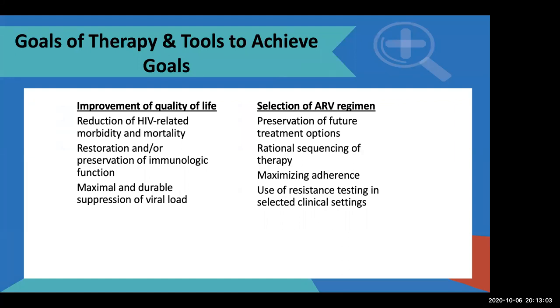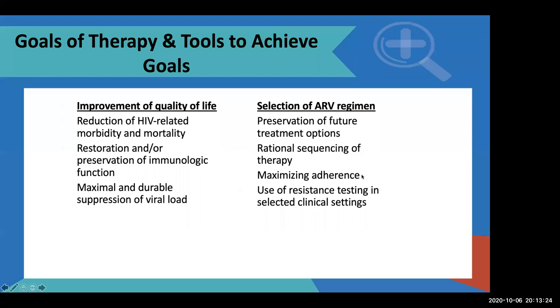So sequencing is very important in terms of preserving future options. And then you want to prescribe such that you maximize adherence. In your prescribing habits and how you choose drugs, if you choose drugs that are very toxic, which are going to lead to side effects, your patients are likely to default, right?